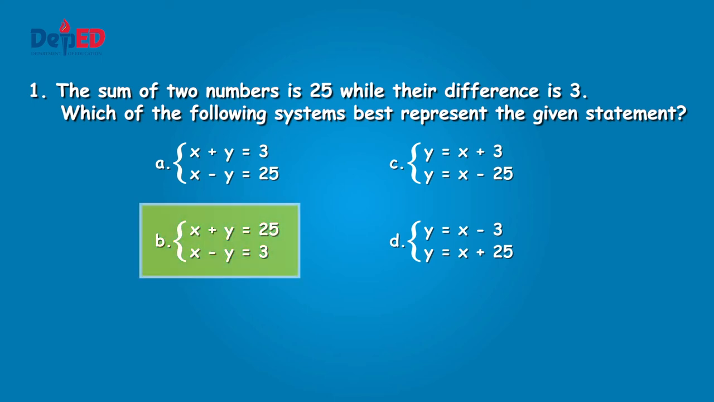The correct answer is letter B. The sum is 25: x plus y equals 25. And the difference is 3: x minus y equals 3.